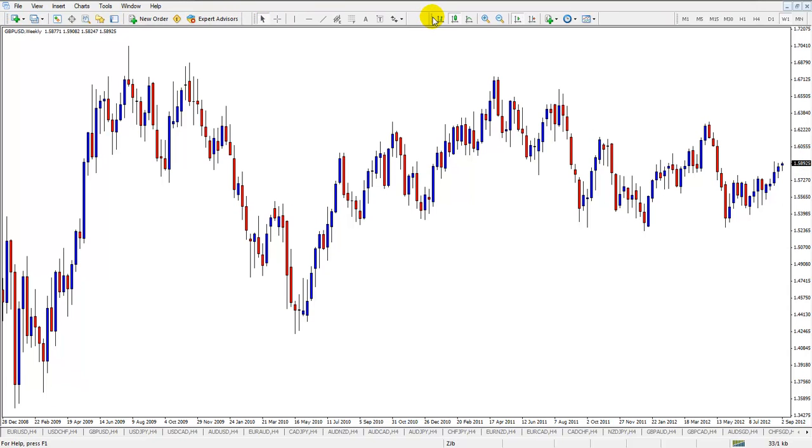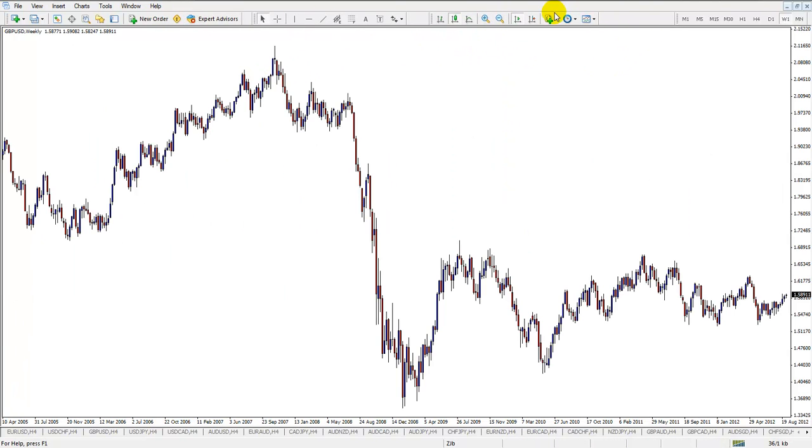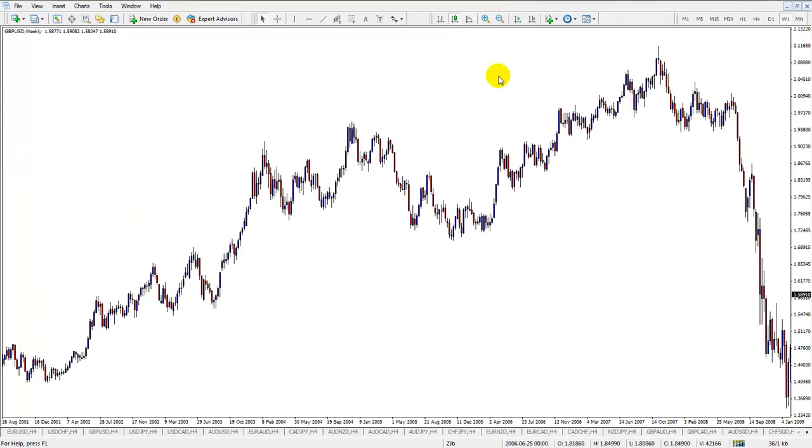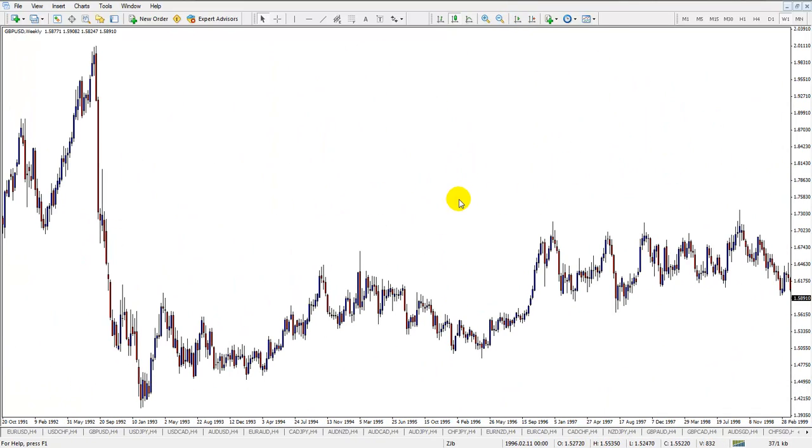I want to talk about drawing support and resistance levels on your charts because as naked traders, this is one of the most important things we do, so it's important that we get it right. I'd like to talk about some of the pitfalls and some of the tricks that I use.